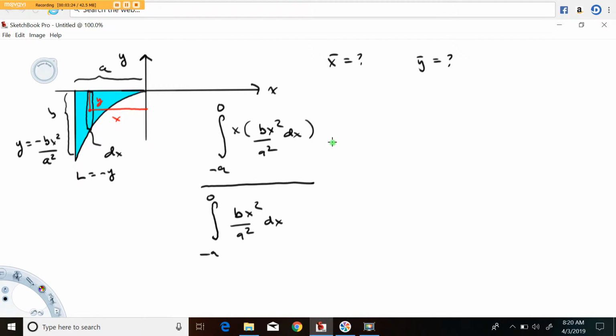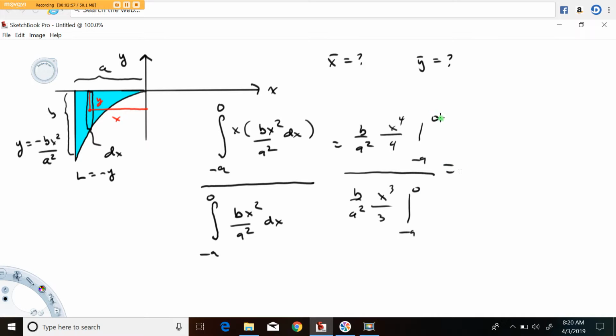All right, so let's see what we get. B over a squared might as well come out in front. The antiderivative of x to the third is x to the fourth over 4, and that's evaluated from minus a to 0. I'll take a look at that again in a minute. We'll do the bottom here. B over a squared can come out in front. The antiderivative of x squared is x to the third over 3, from minus a to 0. And we'll take a look at that in a minute.